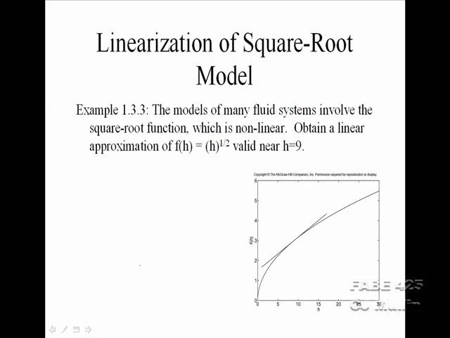The last example I've got for this little section is showing the linearization of a square root model. I took this example from the textbook as well so you can follow along. As we start developing these models from fundamental principles, they often end up having nonlinear components. The previous example with the sine function is common, but probably more common than most is finding something that has a square root, so having f equals the square root of h is quite common.